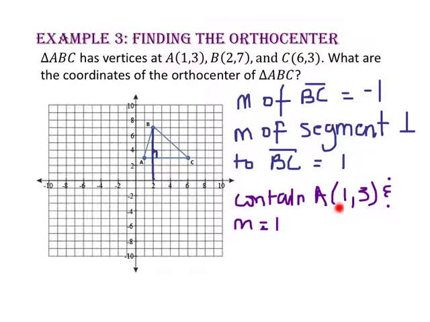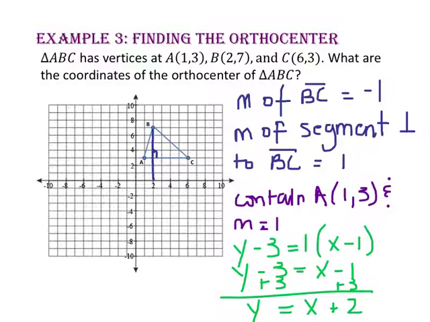Since we know a point and the slope of our new segment, let's write an equation of this line in point-slope form. Now let's rewrite our point-slope form to slope-intercept form so that it's easier for us to graph. Now we have our y-intercept of our line at 2, and we know that our slope is 1.